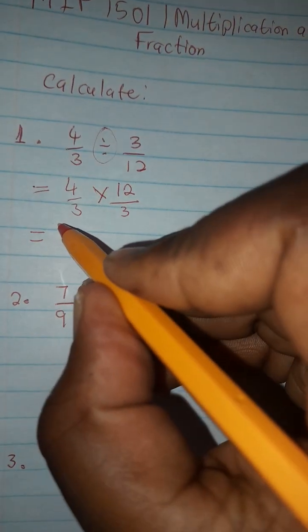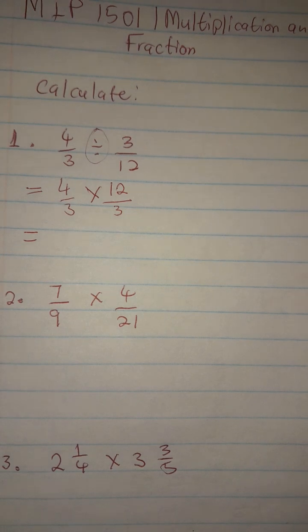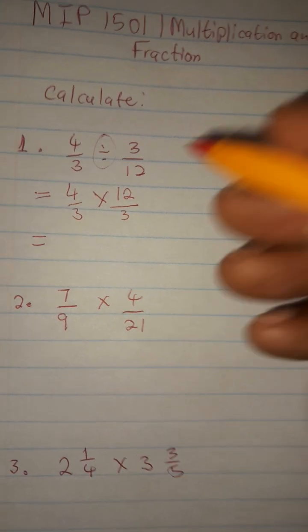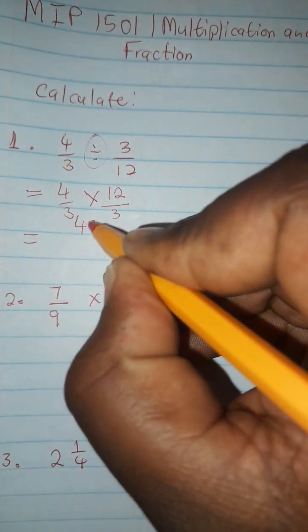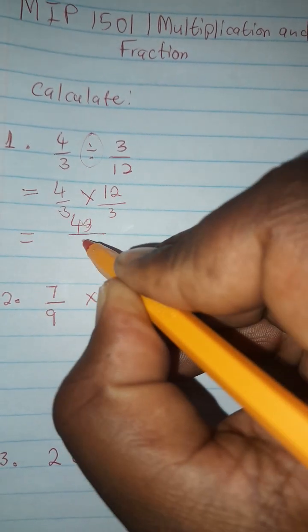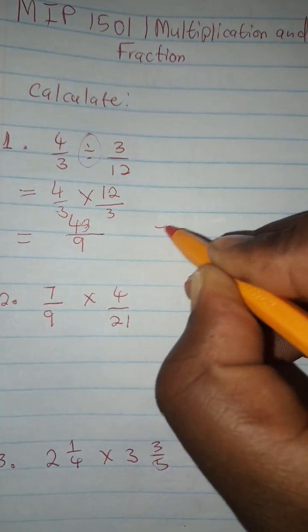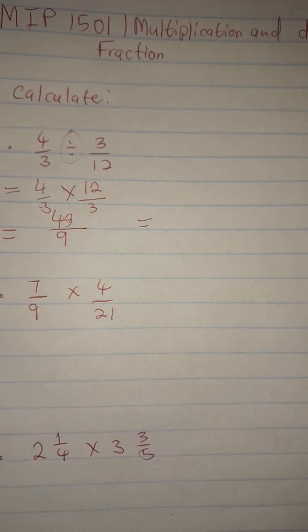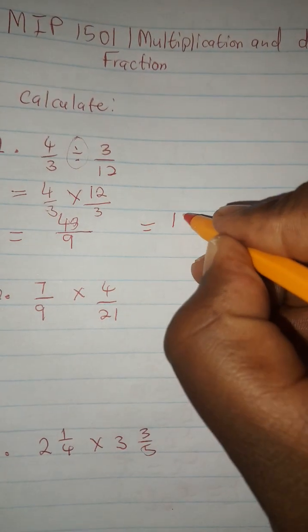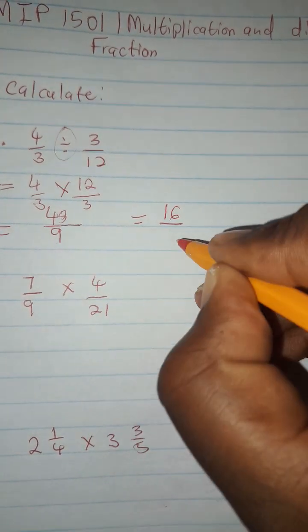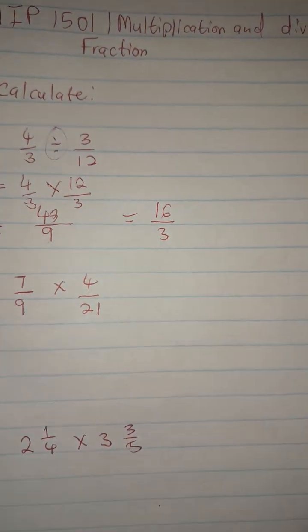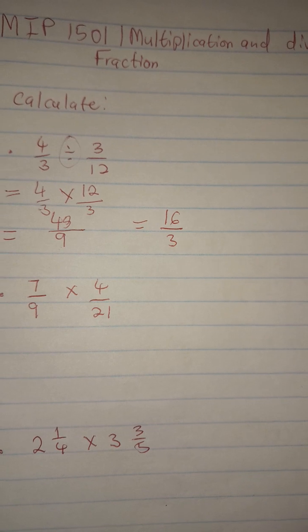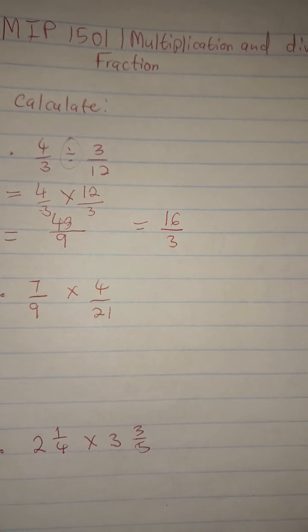So let's simplify it in the simplest form. Let's say 4 multiplied by 12, that's 48, right? So we have 48. What is 3 times 3? That's going to be 9. So you ask yourself, how many times does 3 go into 48? It goes 16 times. How many times does 3 go into 9? It goes 3 times. So in other words, now we have 16 over 3.